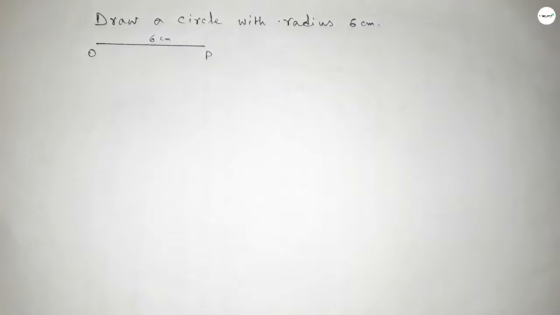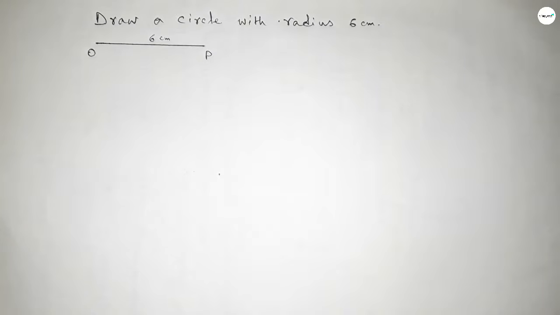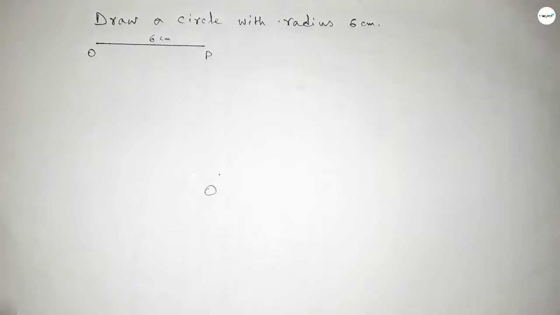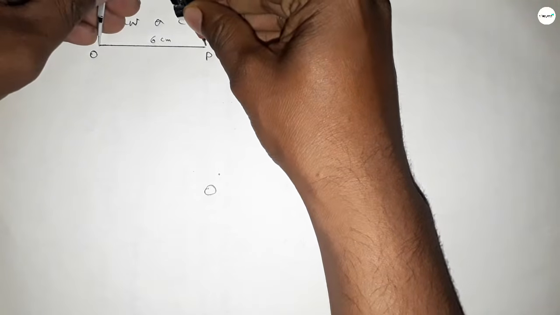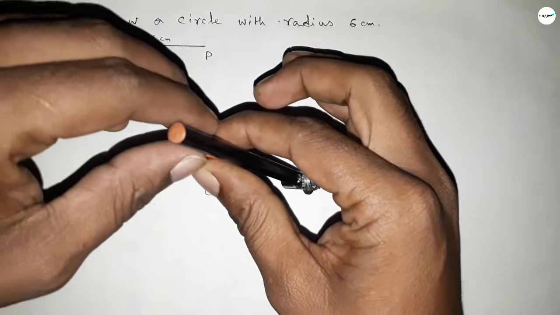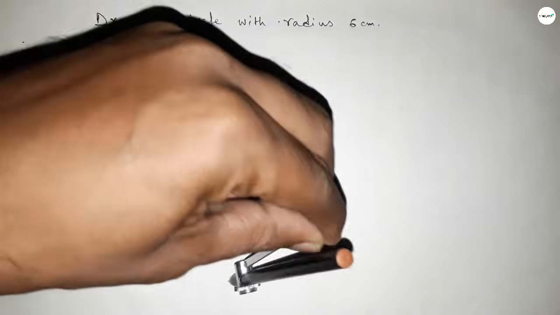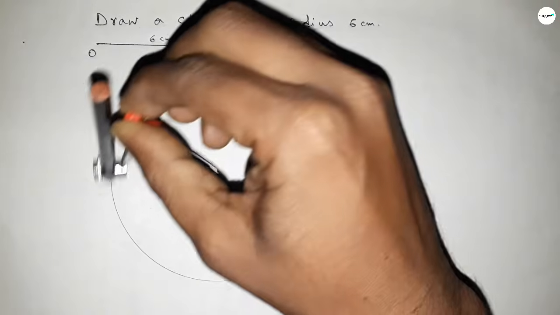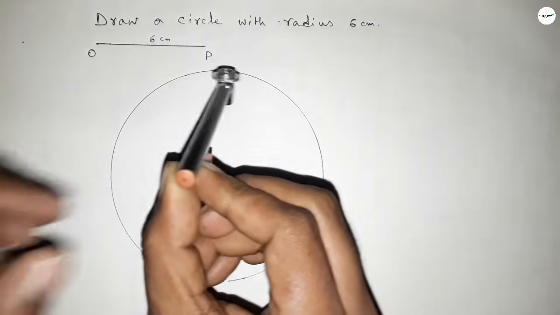Now taking here a point, and this is O point. Now next, taking the length OP by compass by this way and putting the compass here and drawing an arc by this way, and this represents a circle with radius 6 centimeter.